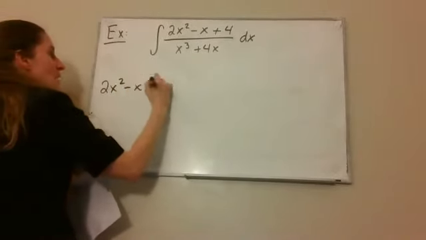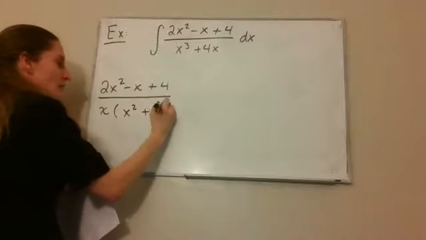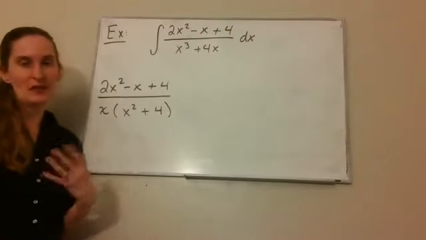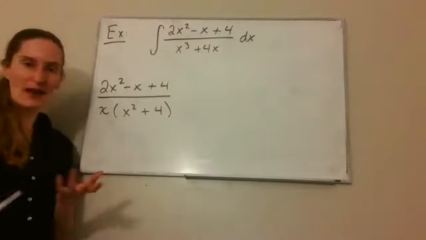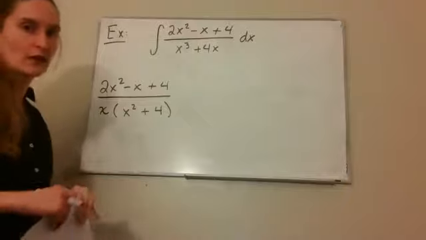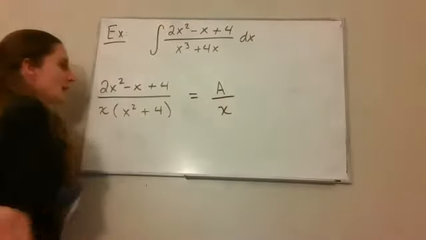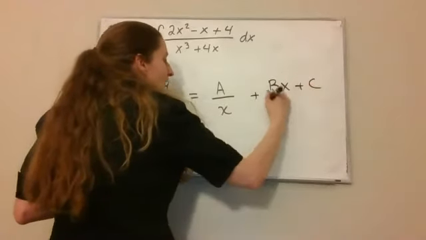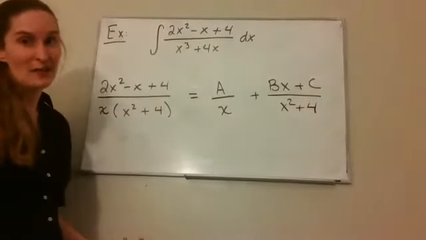So factoring the denominator of this rational function, I can pull out an x, and that leaves x squared plus 4. Now, I can't factor it any further because the x squared plus 4 is irreducible unless I'm factoring over complex numbers, but we're using real numbers in calculus, so we don't need to worry about that. So this means my denominator is a product of a linear factor and an irreducible quadratic factor. For the linear factor, I'm going to have a constant over my linear factor. And then my quadratic factor is going to have a bx plus c over my quadratic factor. And now we just need to find a, b, and c.